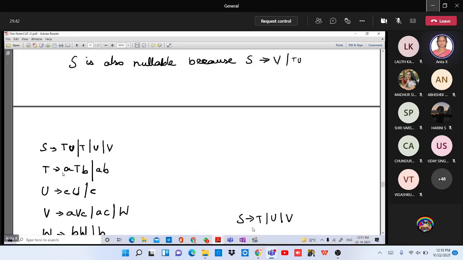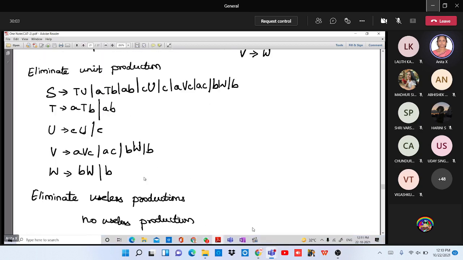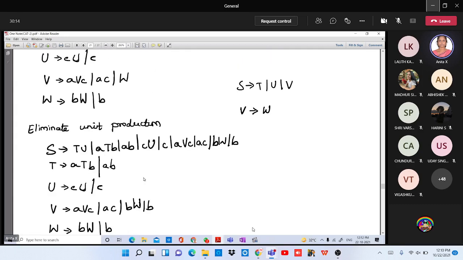The next production is T derives A, T, B or epsilon. Epsilon we have to remove. What is the possibility? If T is nullable, I'll have A. Similarly, U derives U or epsilon. Here, if U is nullable, I'll have C. This is how we eliminate epsilon production.